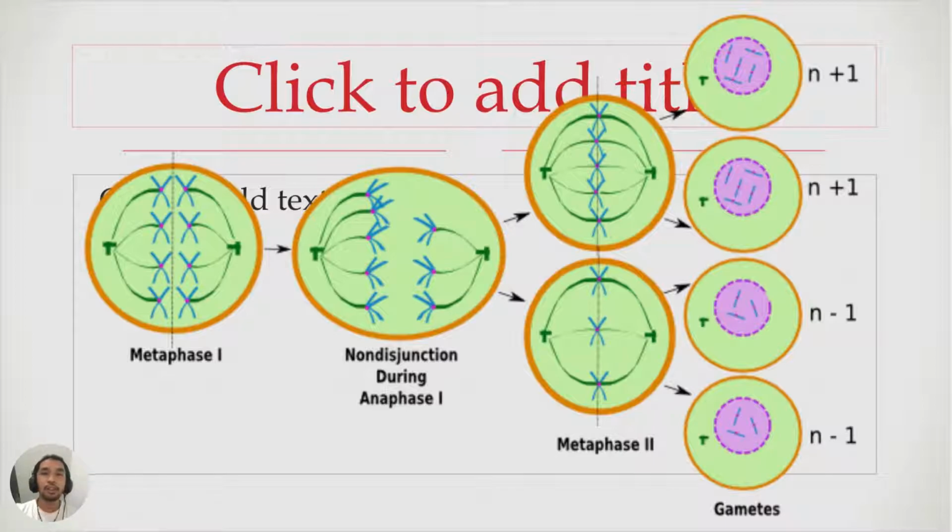For example, in our figure here, non-disjunction happens in anaphase 1. So the resulting offspring are 50% trisomy, meaning more than the normal chromosome number, and 50% monosomy, meaning there is a lacking chromosome. However, if non-disjunction happens in anaphase 2, there are still chances that normal offspring will be created. So the bottom line is it's more dangerous when non-disjunction occurs in anaphase 1.